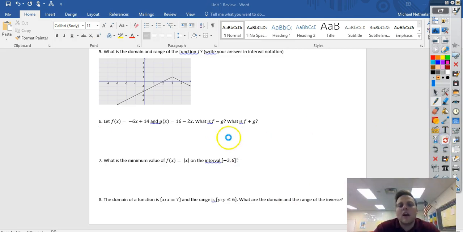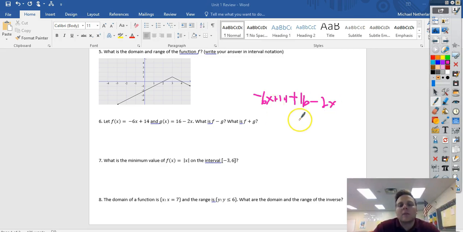Okay, so now we need to do f plus g. F, again, is negative 6x plus 14. Now I need to say plus g. Well, g is 16 minus 2x. So I say plus 16 minus 2x.